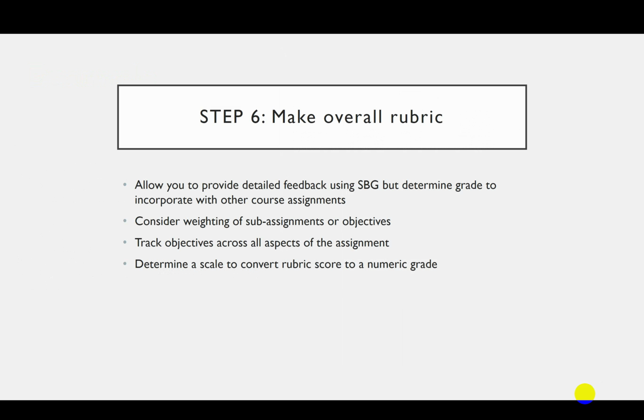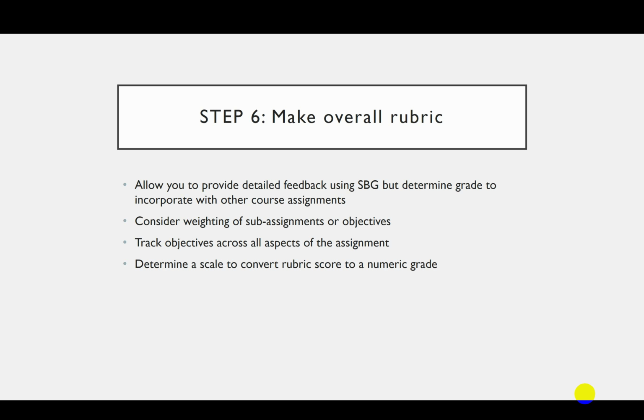So after you've made all your rubrics for all of your different sub-assignments or your different objectives, you can begin to think about how to make an overall rubric for the assignment. So this part of the process allows you to provide detailed feedback using standards-based grading, but also determine a grade that can be incorporated into other course assignments. Because remember, the goal of this process is that we're going to just use standards-based grading for one assignment in our course and incorporate the grade from this assignment with other grades that are determined using traditional grading.